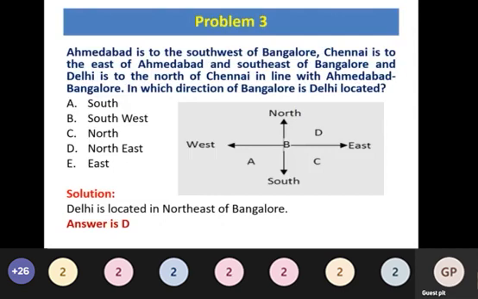So once again I'll read out the problem. Ahmedabad is to the southwest of Bangalore. Chennai is to the east of Ahmedabad and southeast of Bangalore. And Delhi is to the north of Chennai, in line with Ahmedabad and Bangalore. In which direction of Bangalore is Delhi located? The options are A, south, B, southwest, C, north, D, northeast, and E, east. As far as the solution is concerned, Delhi is located in the northeast of Bangalore. So the option is D, northeast.